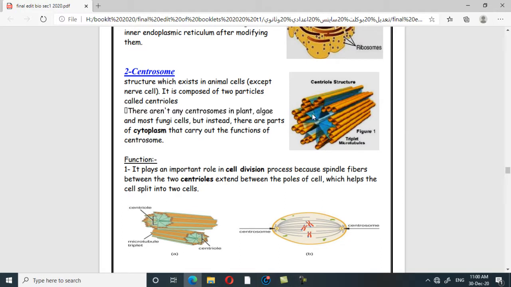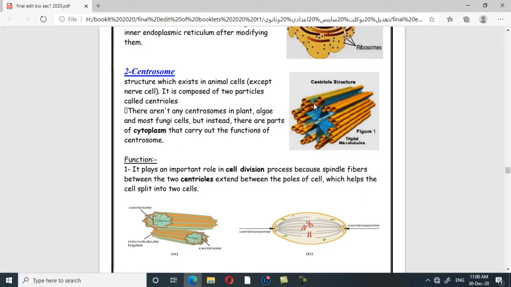So what is the structure of the centriole? The centriole is one of the components of the centrosome. The centrosome is composed of two centrioles. It's like a circle containing two centrioles. Each centriole is composed of triplet microtubules, 1, 2, 3, in 9 groups. This is the first group, second, third, fourth, and so on. If you count these triplets, they will be 9 groups.